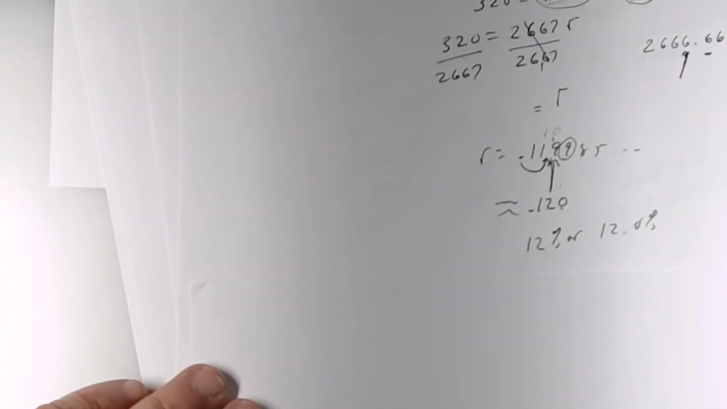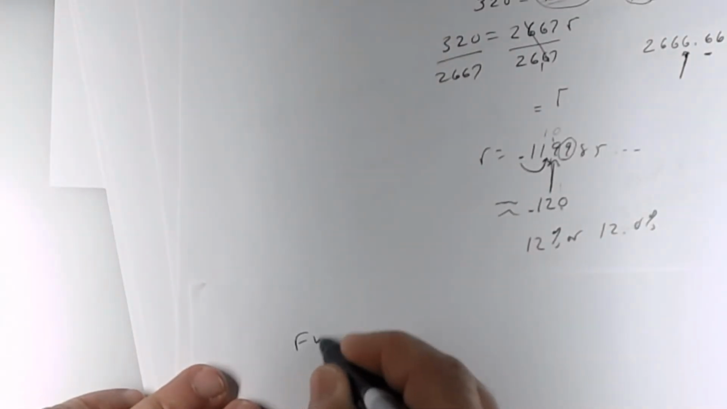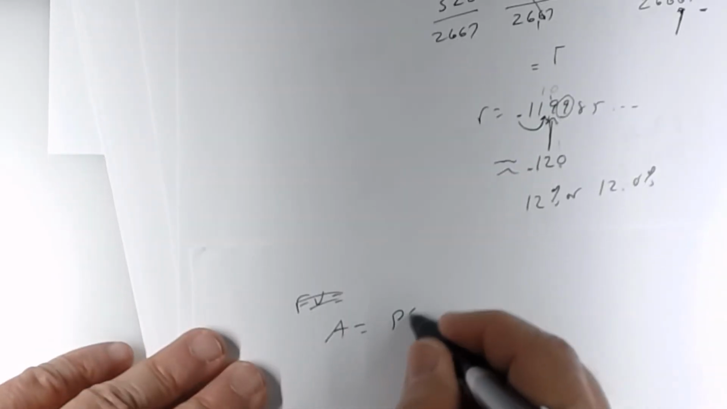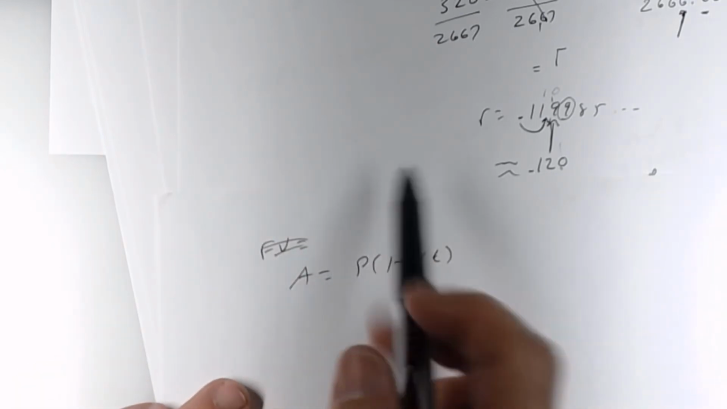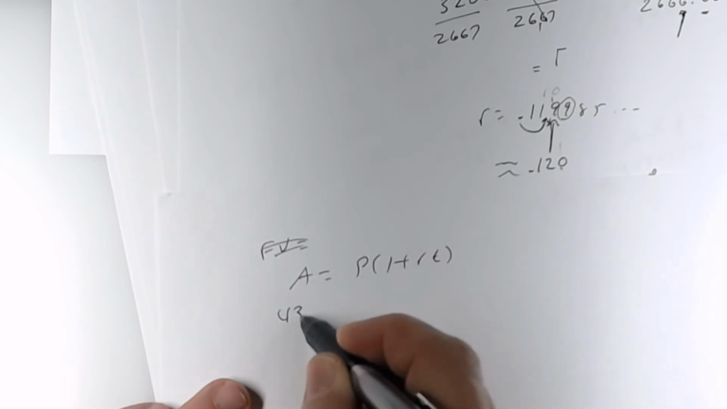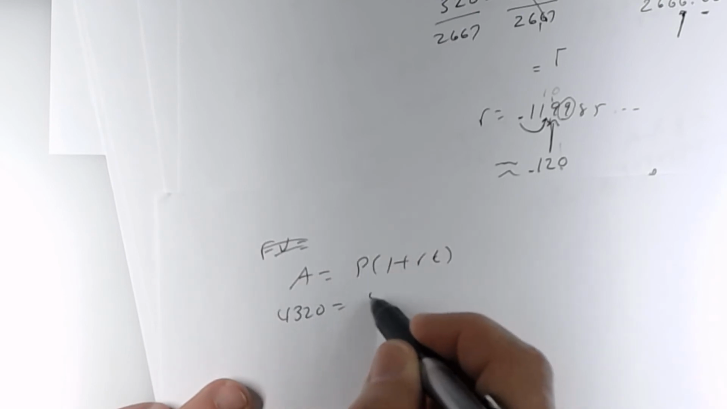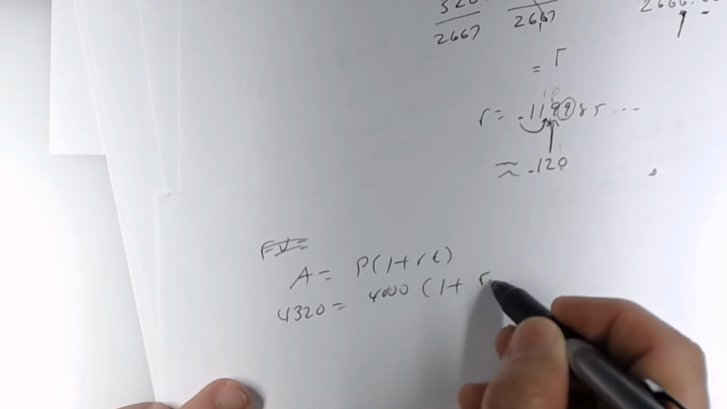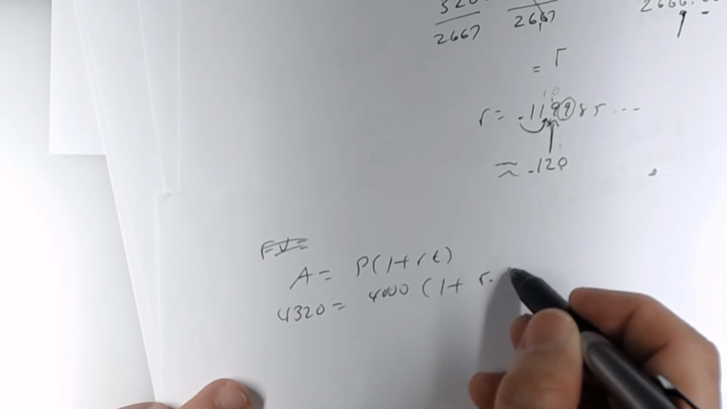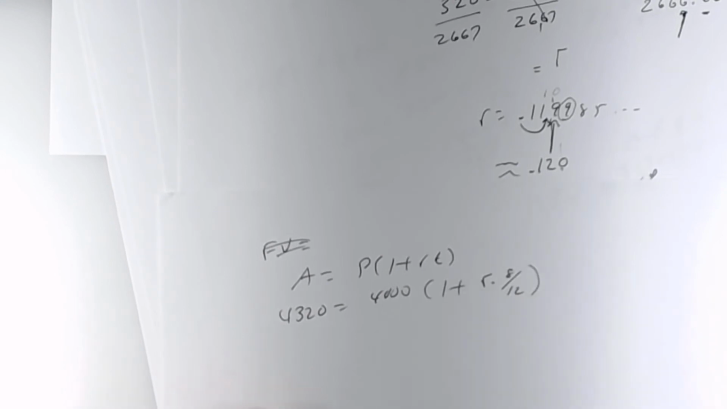It consumes time. So the future value, or the amount, is the principal times 1 plus RT, right? So the amount is 4,320. The principal is 4,000 times 1 plus R, which I'm trying to find, times T, which is 8/12. That becomes a little bit more complicated.